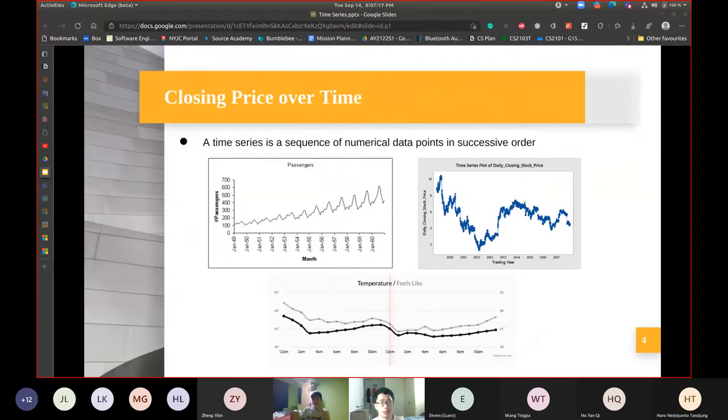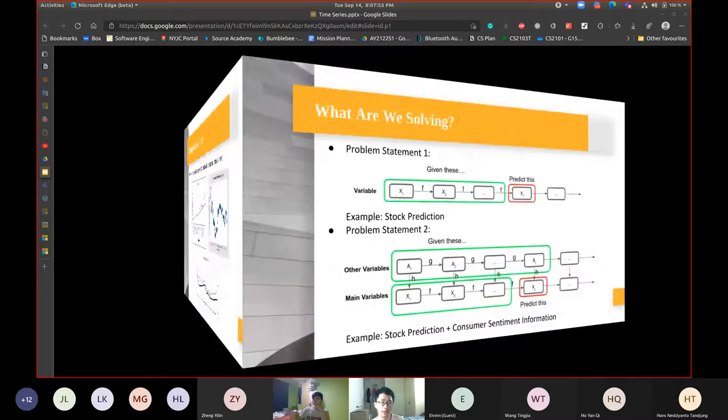Okay, so what is time series? As the name suggests, it's a series. Here the word series is used to describe a sequence. So basically it's a sequence of data points in successive order, and the successive order tells you that it's across time. It can be things like the number of passengers over the months, or daily closing stock price over the years, or temperature over hours. The units of time don't quite matter. The point is, as long as it varies over time, it works. So that is time series.